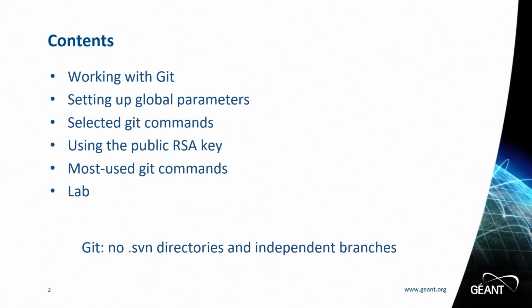As we saw in part 1, Git is an open source distributed version control system designed for speed and efficiency. In this part, we will look briefly at the different ways of working with Git and how to set up some global parameters before explaining a selection of Git commands. We will touch on using the RSA key, which you may remember from part 2, present the most used Git commands, and finish with the lab exercise.